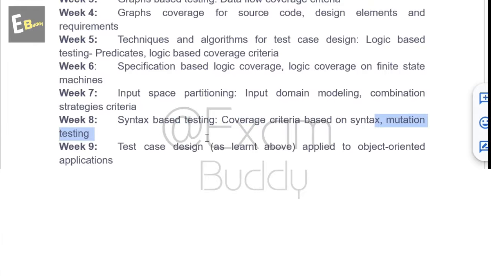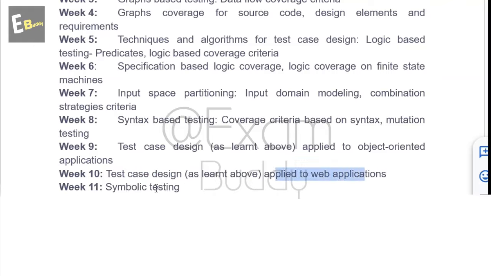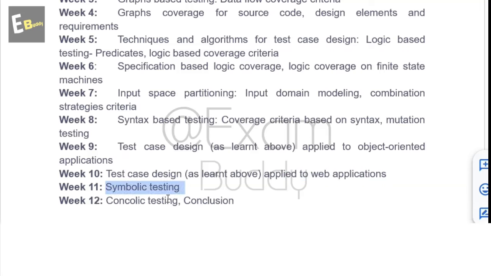And in week ninth, you have to study test case design as learned above applied to object-oriented applications. In week 10th, test case design as learned above applied to web applications. In week 11th, you have to study symbolic testing. And in week 12th, concolic testing and conclusion. So these are the official syllabus and topics of our course, software testing.